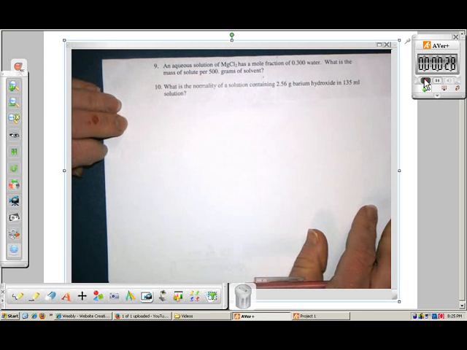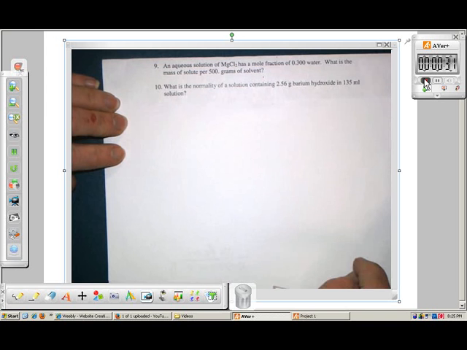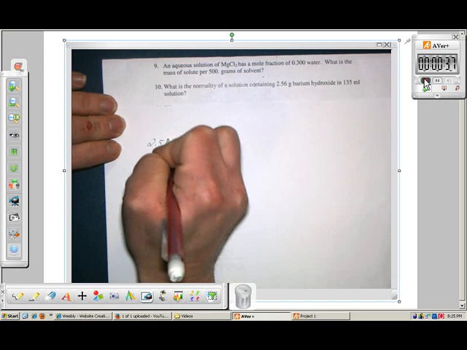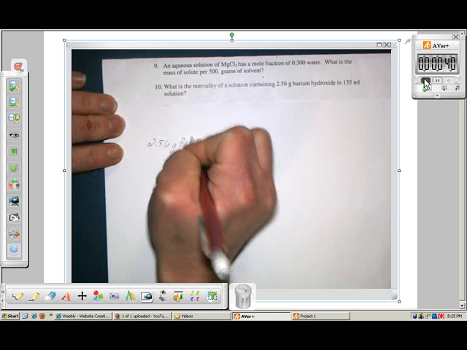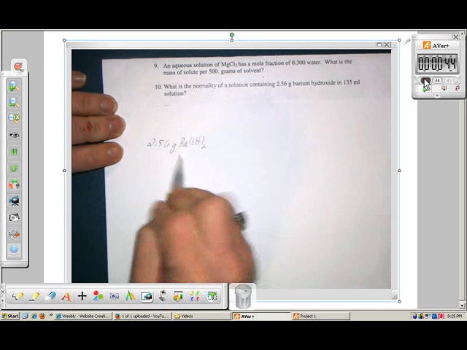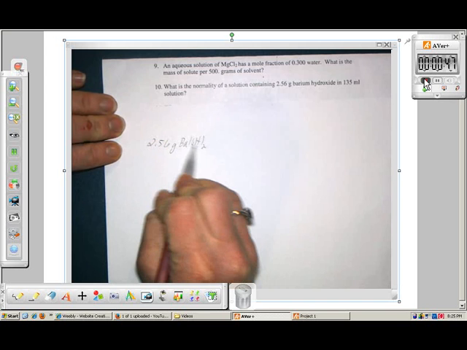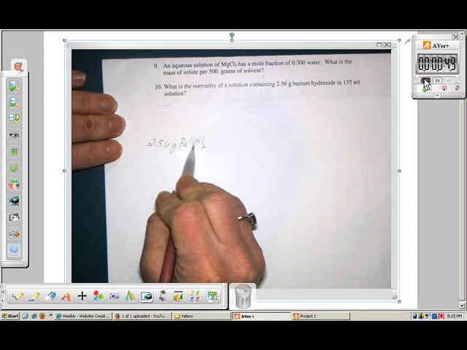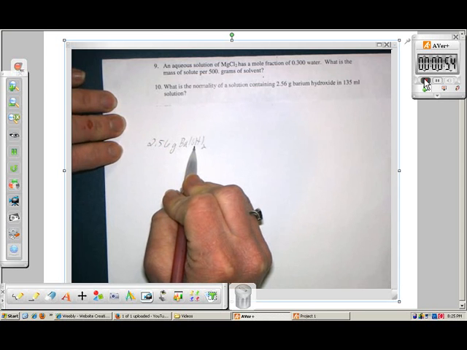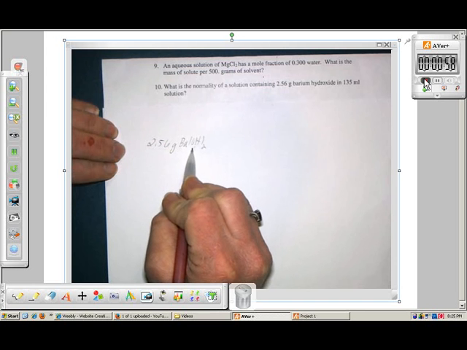Normality is the equivalents per liter of solution. So I'll just start with my 2.56 grams of barium hydroxide. Well, I know that equivalents are related to moles. Barium hydroxide, every 1 mole, has 2 equivalents. Remember, an equivalent for a base is the amount that can neutralize 1 mole of hydrogen ion. Well, for every 1 mole of hydrogen ion, I have 2 moles of hydroxide available.